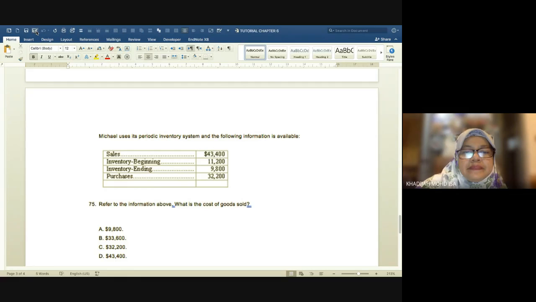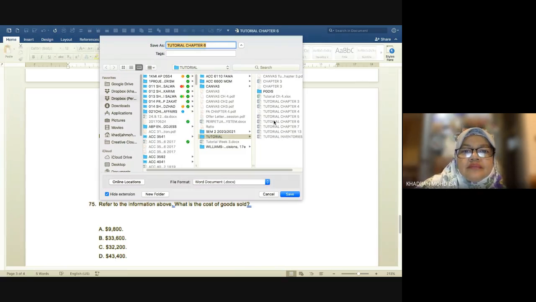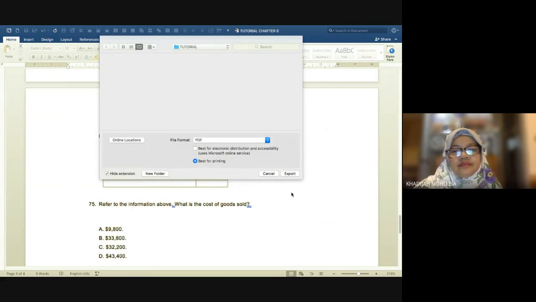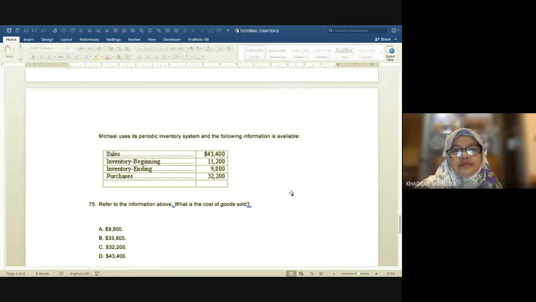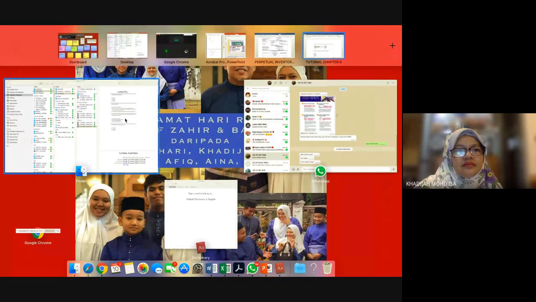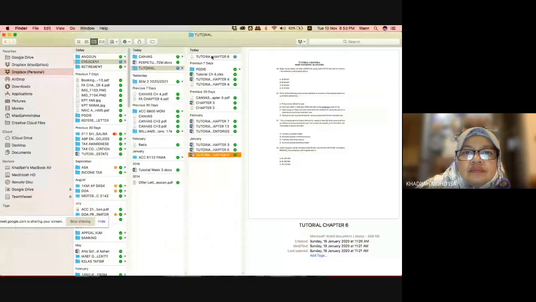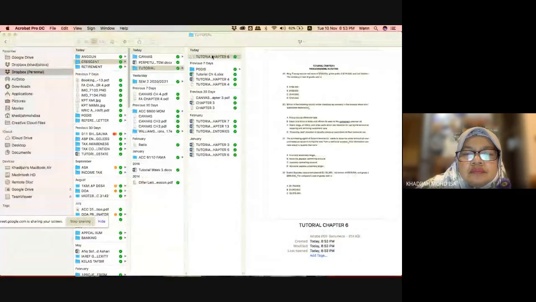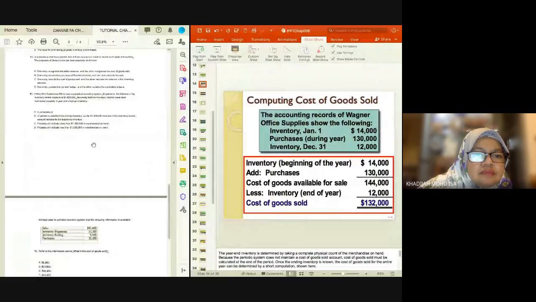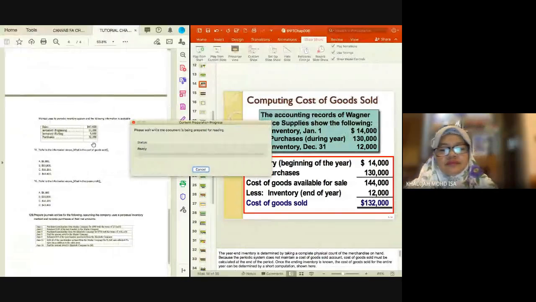Right, sekejap. Cik Wan buat, Cik Wan. Saya nak tengok boleh tak buat. Nak save, try save as PDF. Dah dapat belum? Okay.